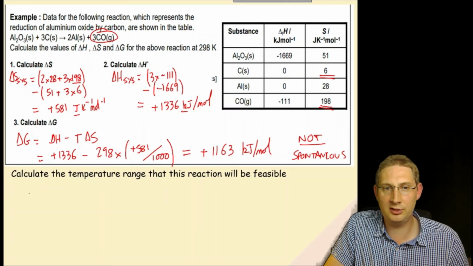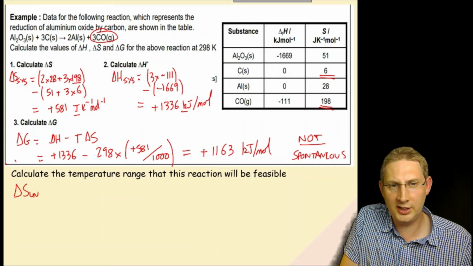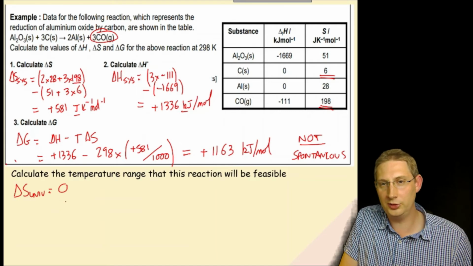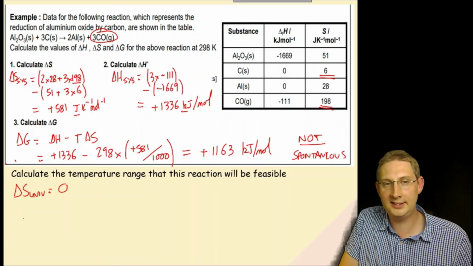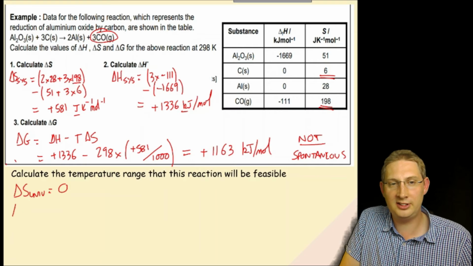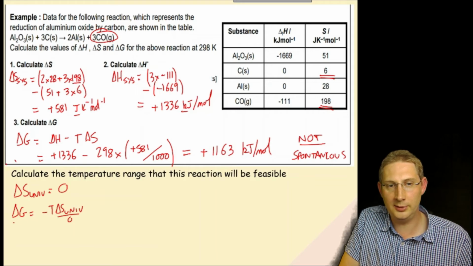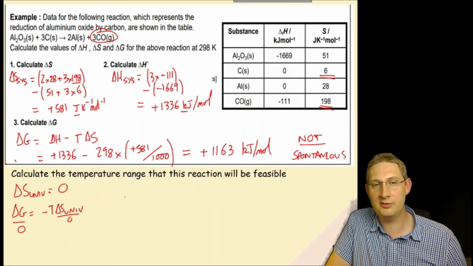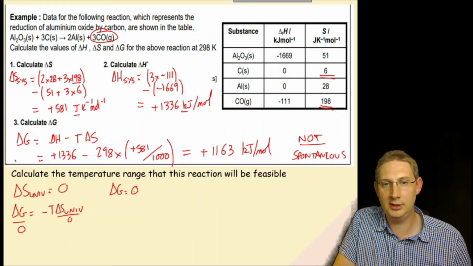Calculate the temperature that this reaction will be feasible. Just like before, deltaS universe was 0 at the point at which it stopped or started being spontaneous. And because deltaG is minus T deltaS universe, when that's 0, so is that. So again, we know the point at which the reaction is going to be spontaneous because deltaG equals 0.